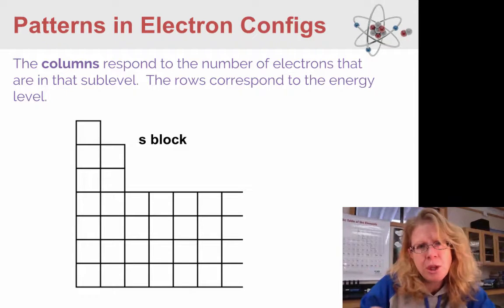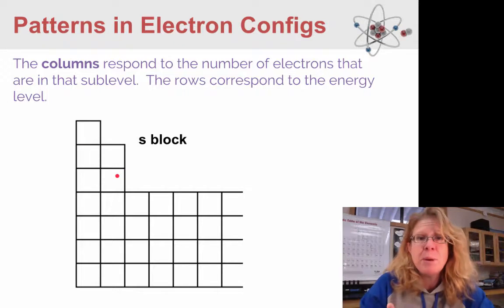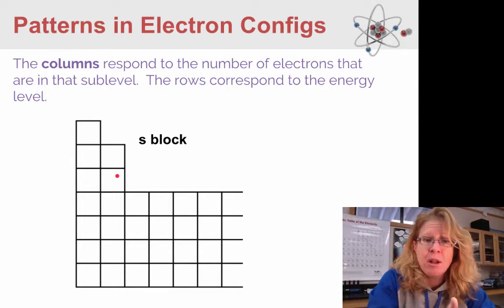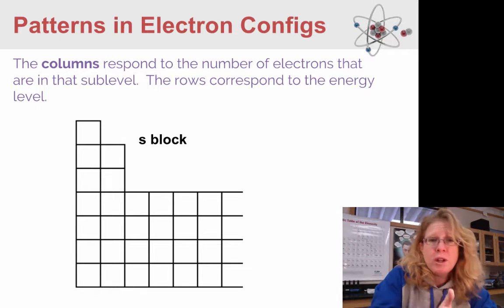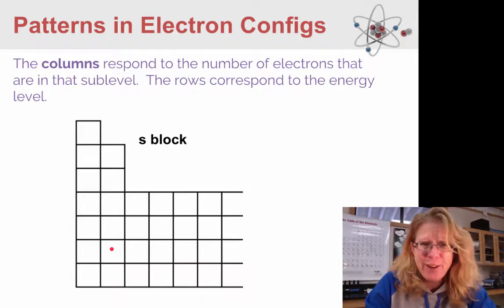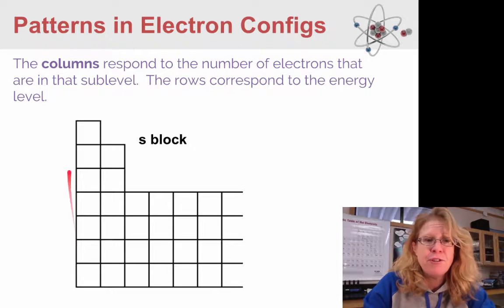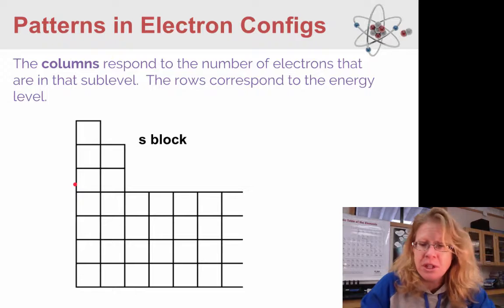So let's take a closer look at how these patterns work themselves out. The nice thing is the columns this way, columns again are vertical. Columns correspond to the number of electrons in that sublevel. Is it column 1 or column 2? That means there's 1 electron in column 1, 2 electrons in column 2. The rows are left-right. Rows go across this way like you'd row across a lake, right? The rows correspond to the energy level. So first row is first energy level, second row is second energy level, third row is third energy level.